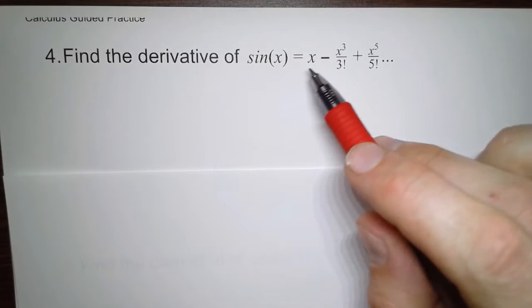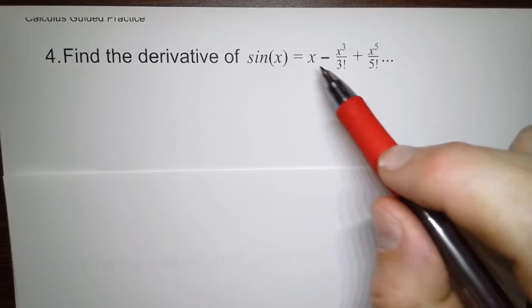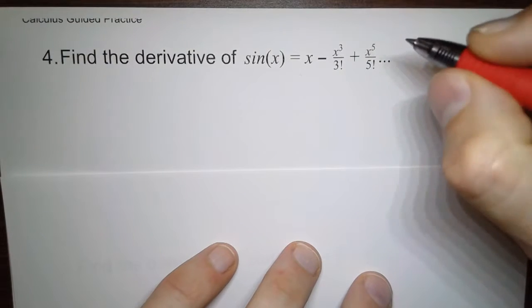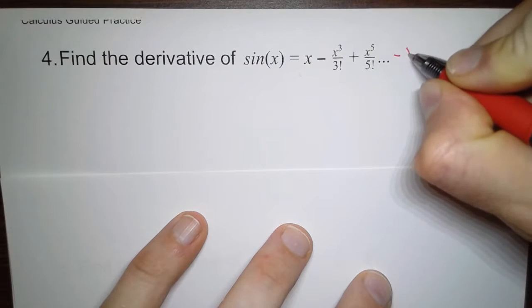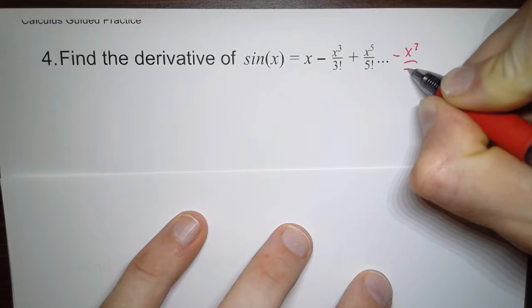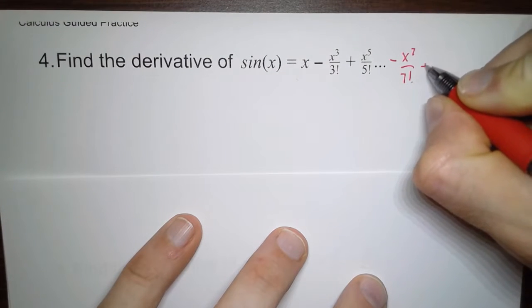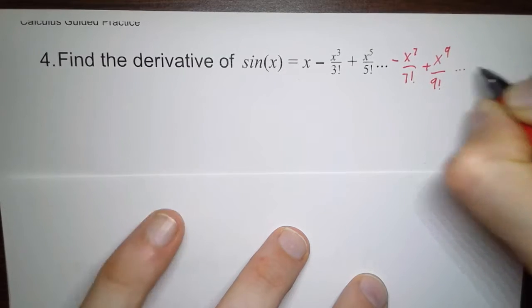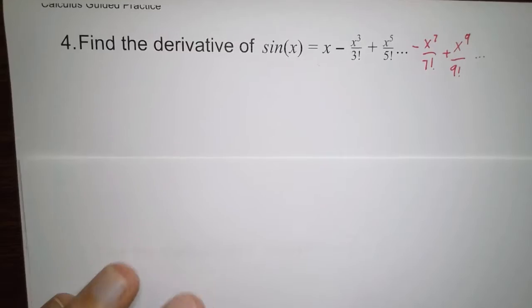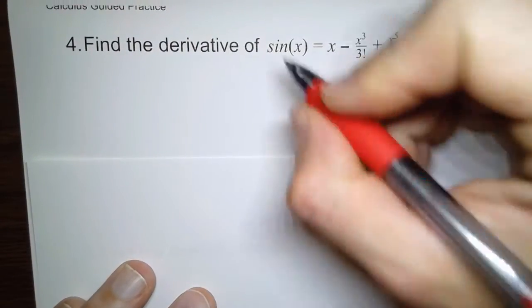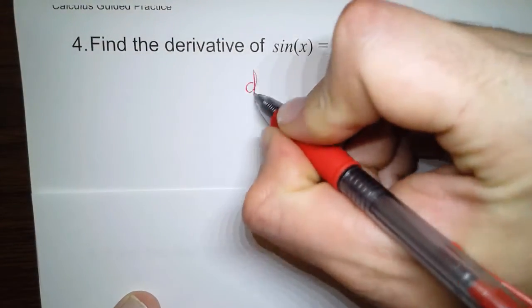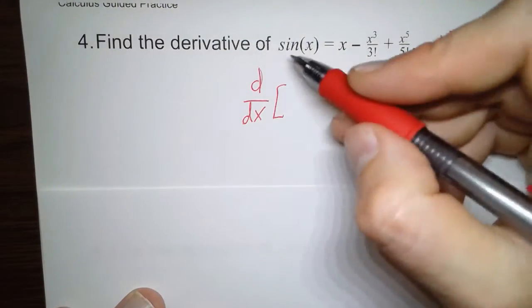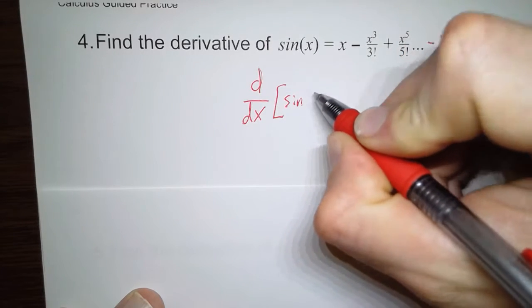Now here I've just listed out the first three terms, but this is the exact same series as the series in number 1. So just to give myself a few more terms, and I'm not going to write them all out, minus x to the 7th over 7 factorial plus x to the 9th over 9 factorial, dot, dot, dot. So if we want the derivative of sine of x, we'll write this as d dx. This is our notation when we want to write the derivative of this expression, sine of x.